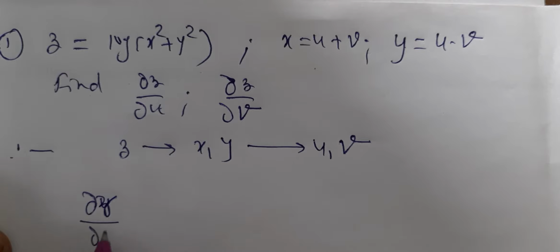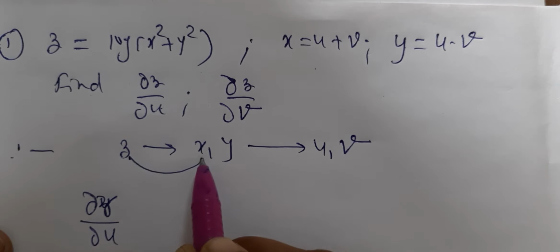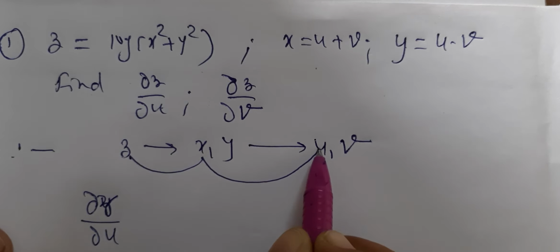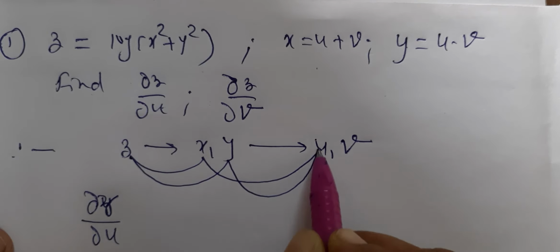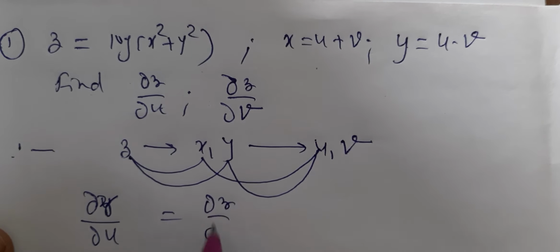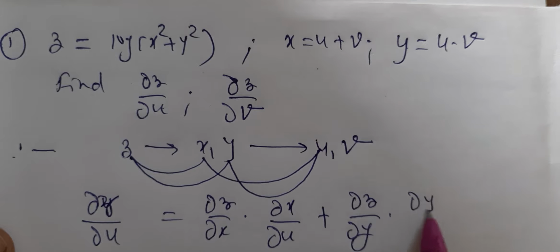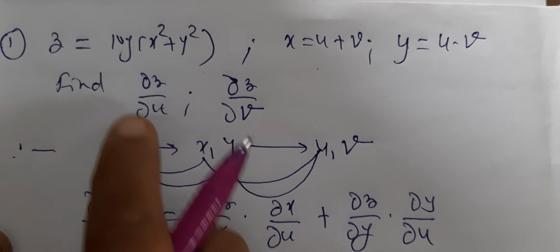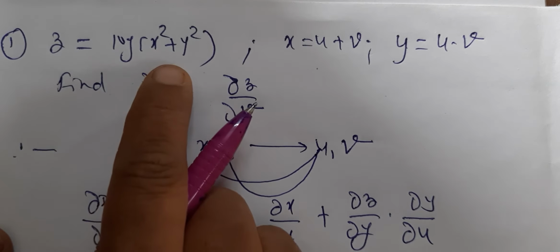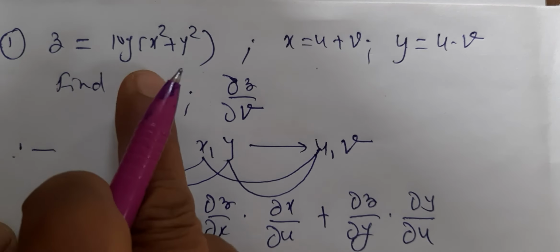We have ∂z/∂u. You can see it is ∂z/∂x into ∂x/∂u plus ∂z/∂y into ∂y/∂u. So we have ∂z/∂x into ∂x/∂u plus ∂z/∂y into ∂y/∂u. And now z is log of x square plus y square. That gives me what is ∂z/∂x.